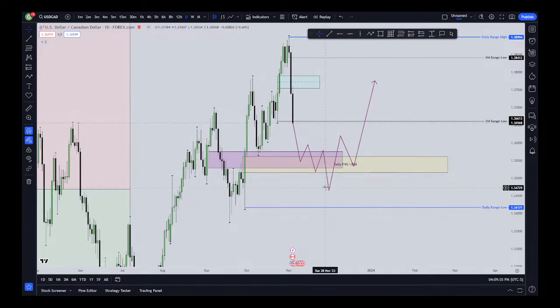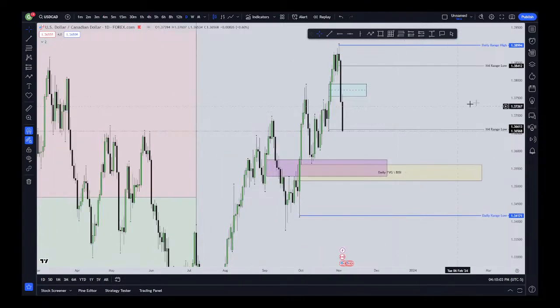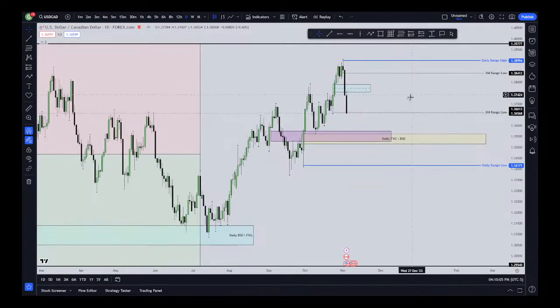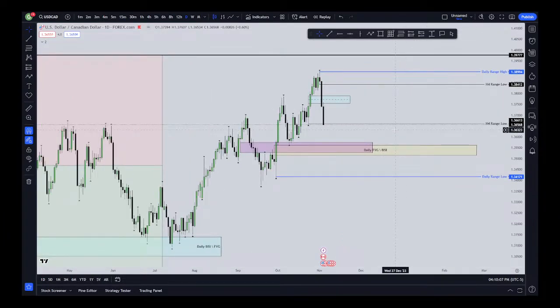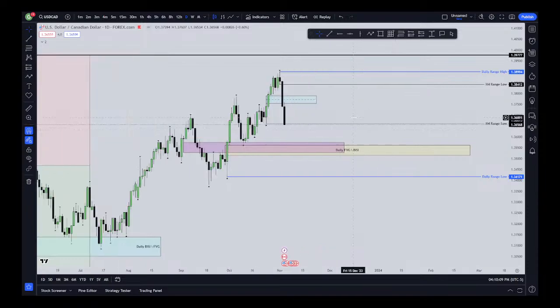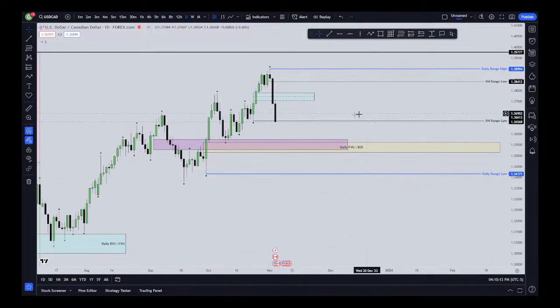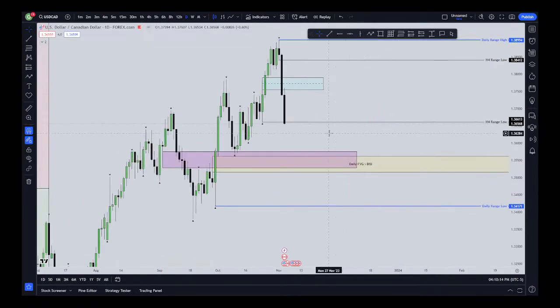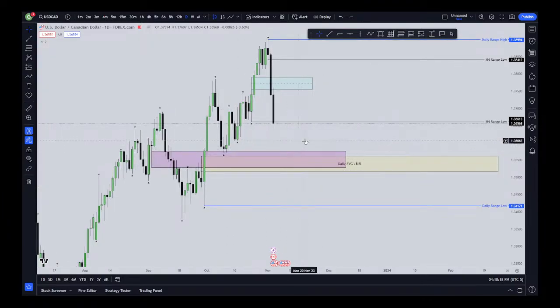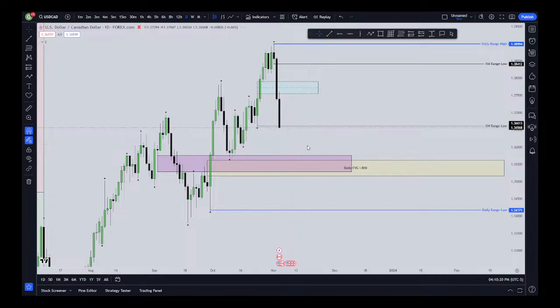Now it could push below it just to manipulate traders in order to continue going higher, because price is weird like that. It likes to destroy people's lives, but that's how it works. So we just want to see how price acts or reacts at this range right here. Okay, so that's what we have on the daily time frame.